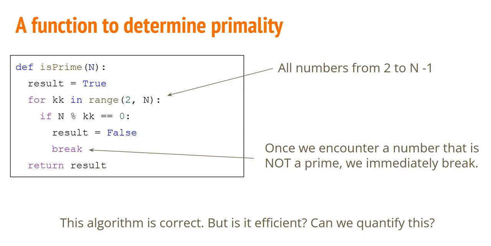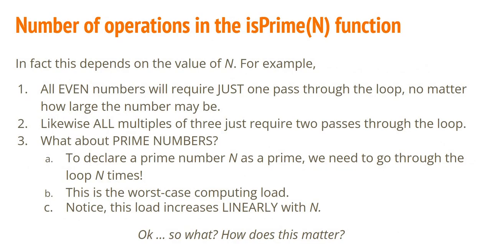One way to think about it is, let us try to find out how many operations are actually done in running this algorithm. In fact, the answer depends on the value of n. For example, for every even number, so if I give a number which is a multiple of 2, you realize that we just make one pass through the loop, no matter how large the number might be.